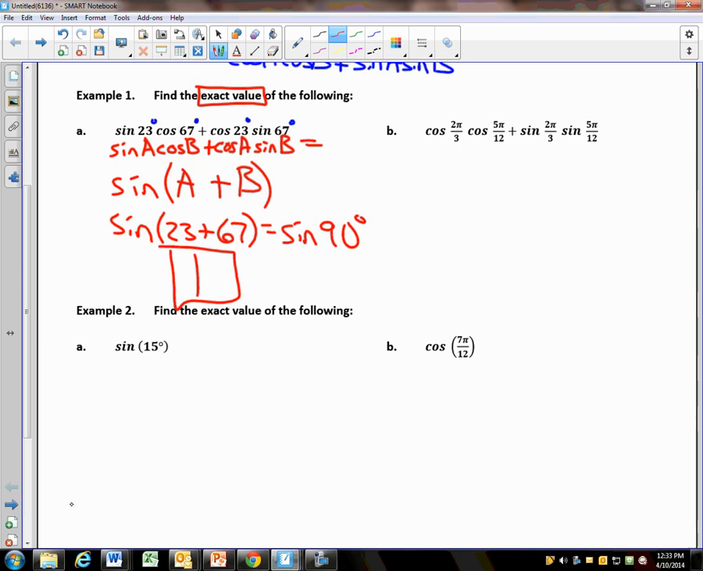Okay, so here we go. We try another one. We have the cosine of 2 pi over 3 times the cosine of 5 pi over 12, plus sine of 2 pi over 3 times the sine of 5 pi over 12. Let us do it.